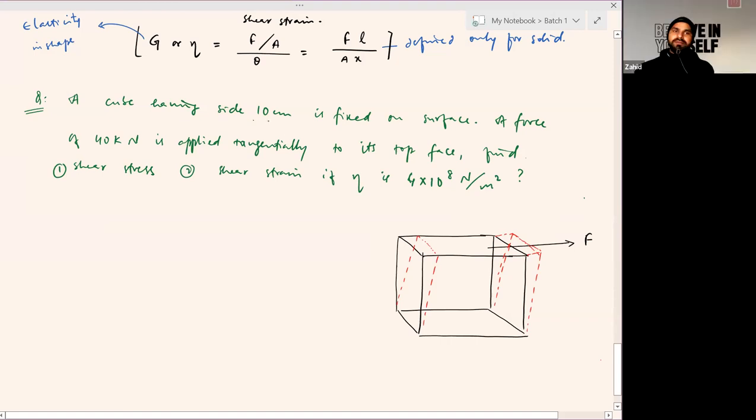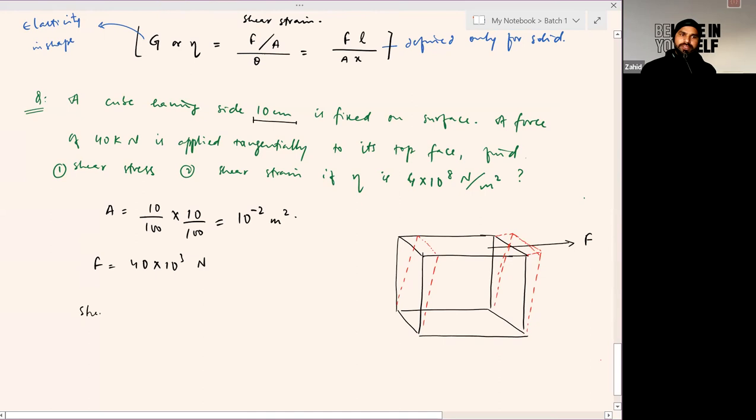We have side of cube as 10 centimeter. So each face of the cube will behave as a square, so area will be side squared. So it will be 10 divided by 100 in terms of meter, so it will be just 10 to the power minus 2 meters squared. Force is 40 kilonewton, so multiply by 10 to the power 3 Newton.